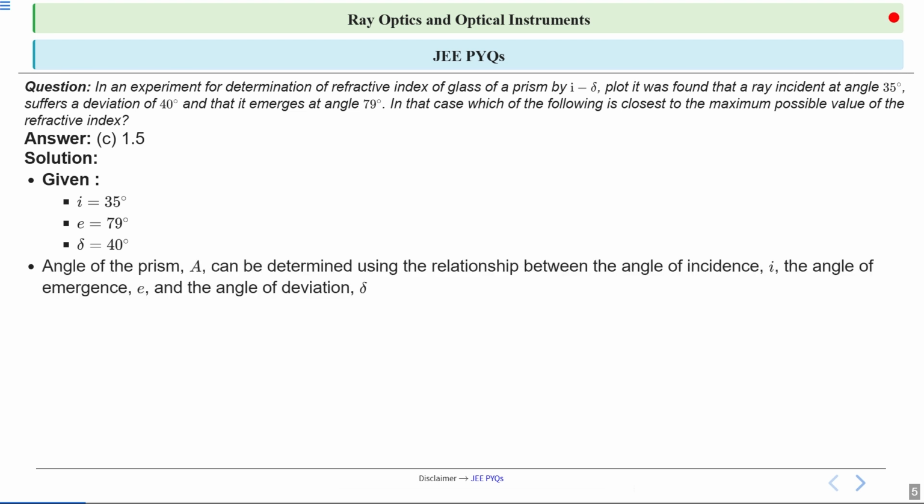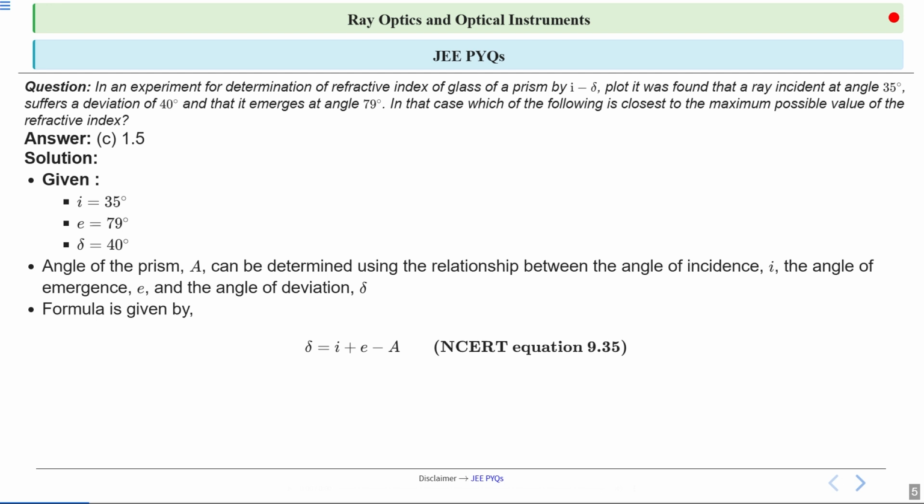Now let's determine the angle of prism A. This can be calculated using the relationship between the angle of incidence, emergence, and deviation. Understanding this relationship is crucial for finding the refractive index. The formula we will use is derived from the principles of ray optics. It's important to understand how these angles interact to affect the path of light through the prism.